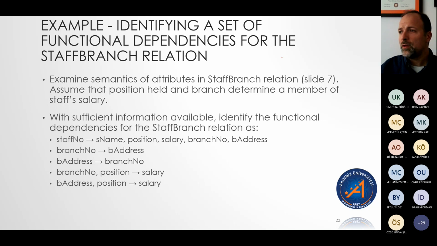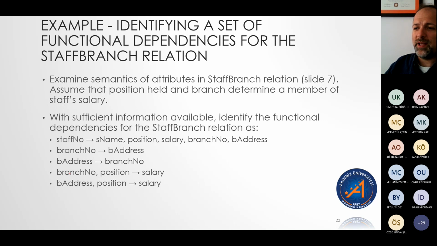All right. So if we look at slide 8, staff branch relation again, if we identify all of the functional dependencies for our staff branch relation, we can say that staff number determines staff name, position, salary, branch number, and branch address. We could also say the branch number determines branch address. We could also say, based upon the data that we have, branch address determines branch number.